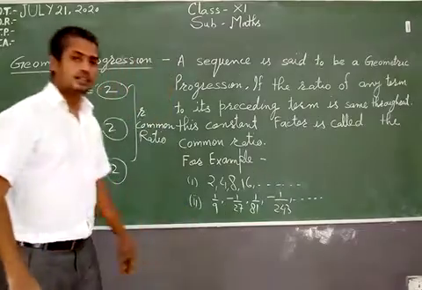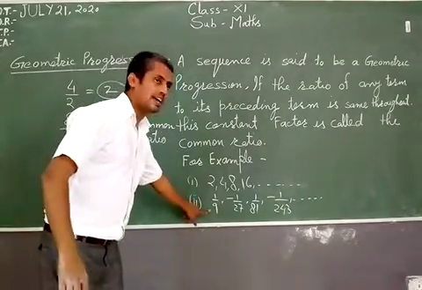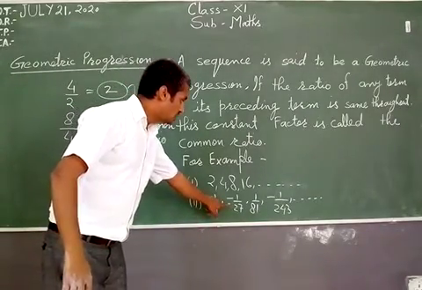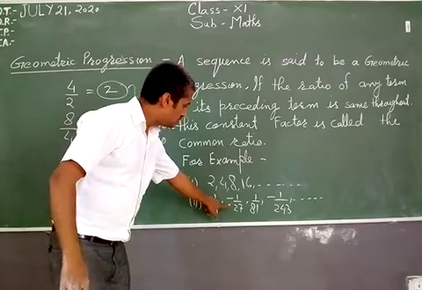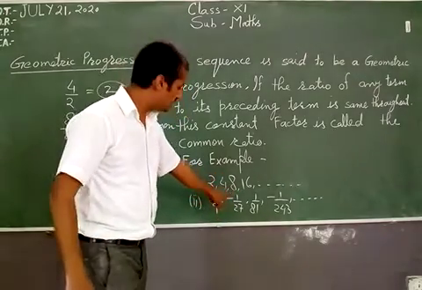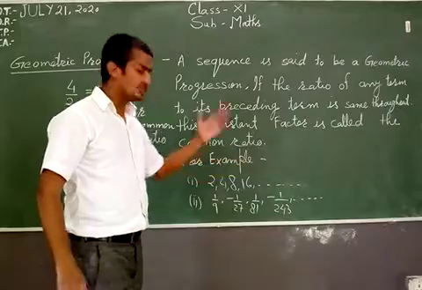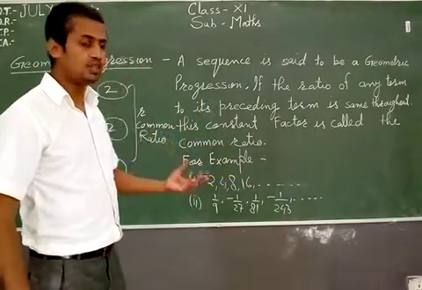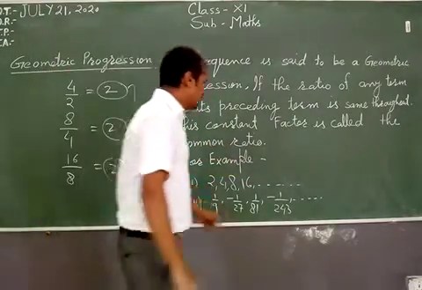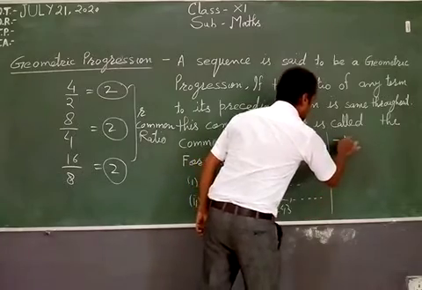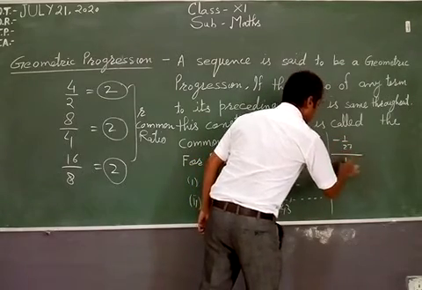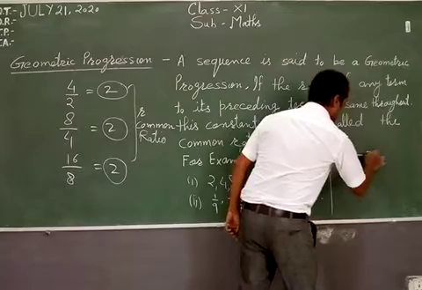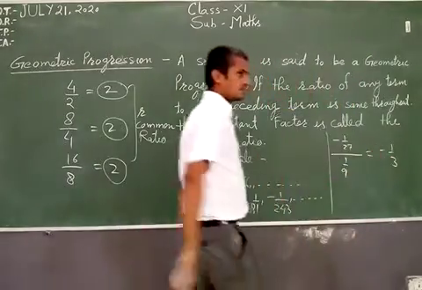Similarly, we can find the common ratio of the next sequence. The second term of the given sequence is minus 1/27. We have to divide the second term by the preceding term. We divide minus 1/27 by 1/9, which equals minus 1/3.